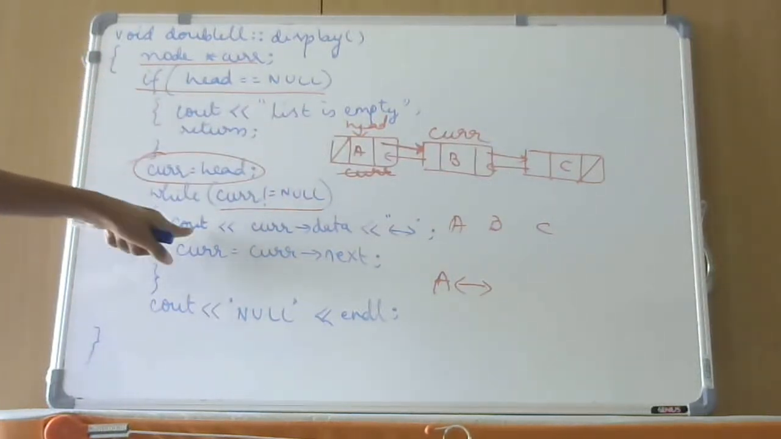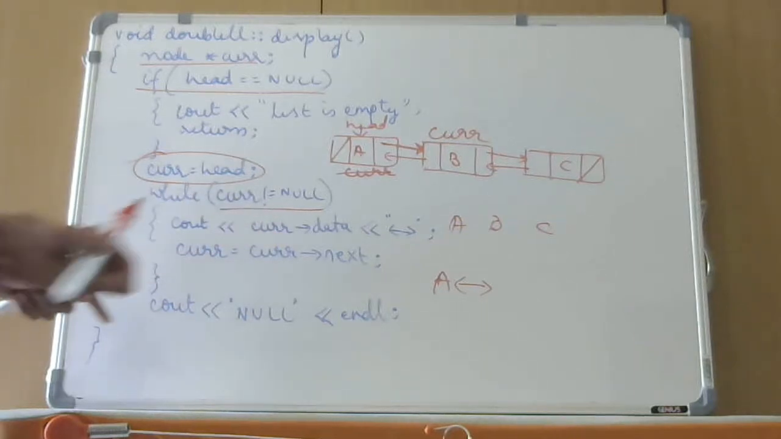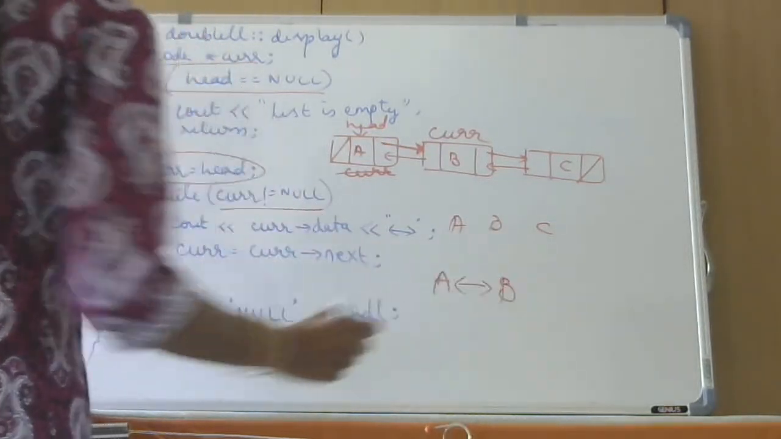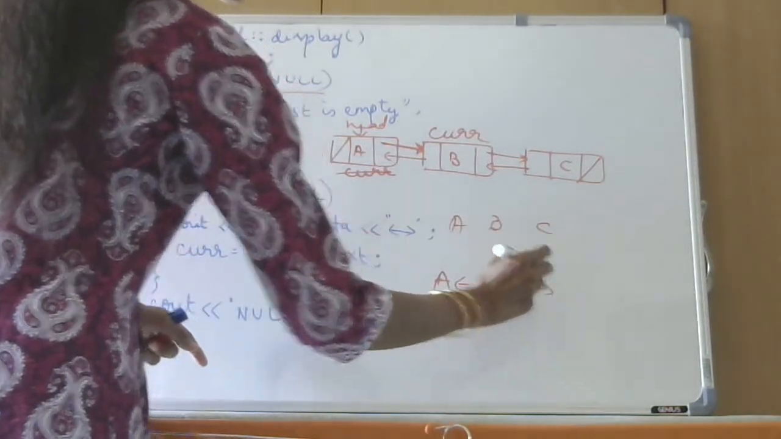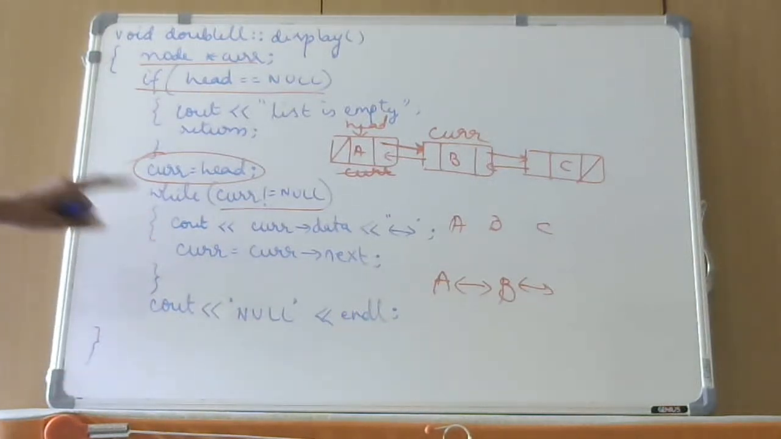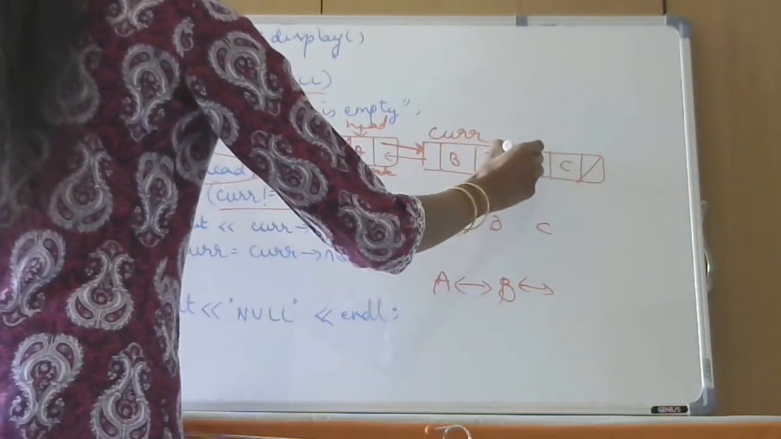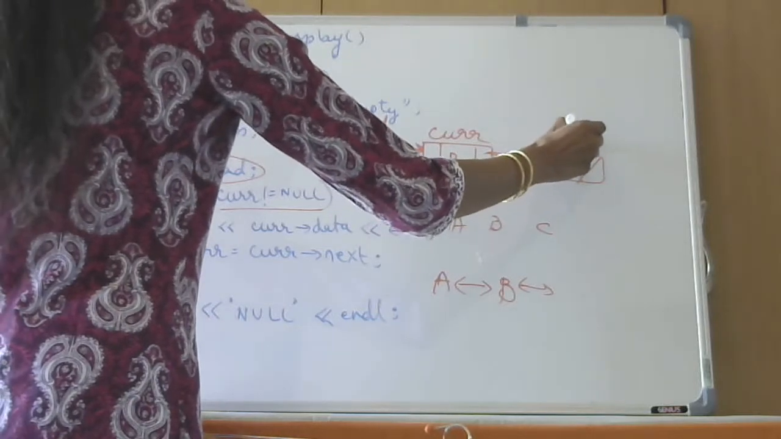So I come into the loop and print current of data. What is current of data? B. After B, I'll display this arrow. Current is equal to current of next. So what is current of next? Current of next is C. So this will become current.